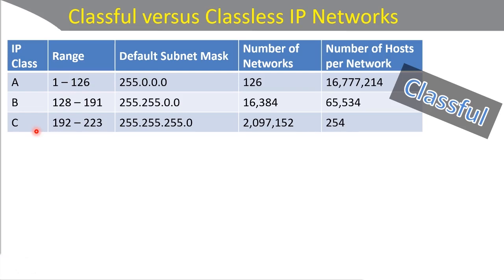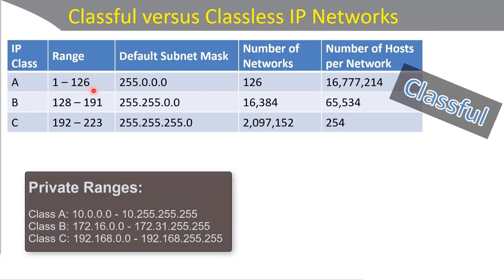So in a typical SOHO network, you might have an IP address like 192.168.0.1. That would be a Class C IP address. Now, in Classful networks, each class gets a default subnet mask. So the Class A default subnet mask is 255.0.0.0. If you were on, say, the Class A 10 network, your default subnet mask would be 255.0.0.0.